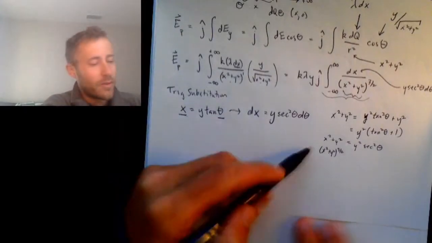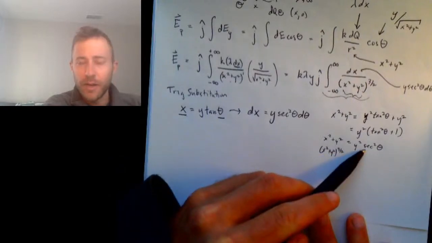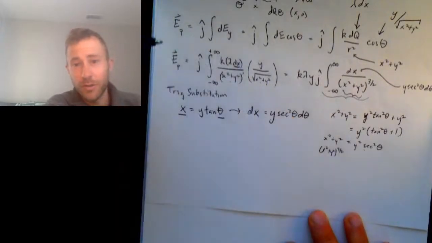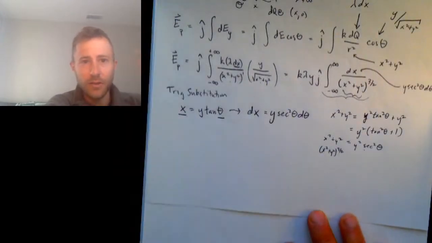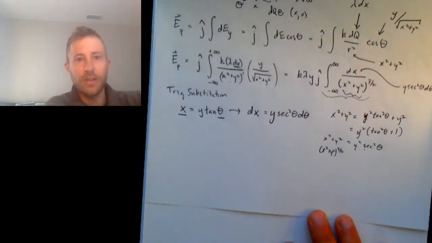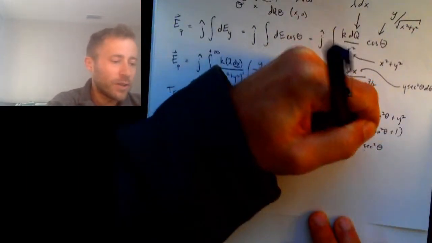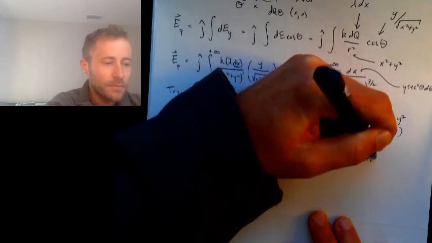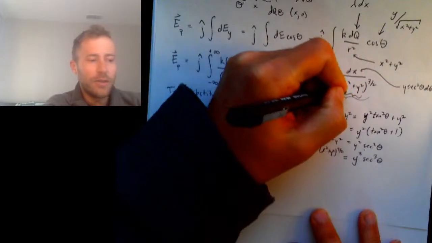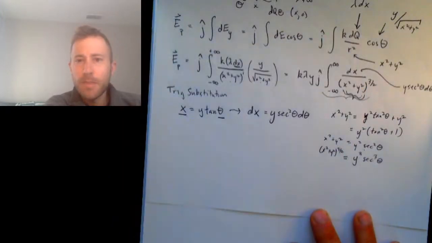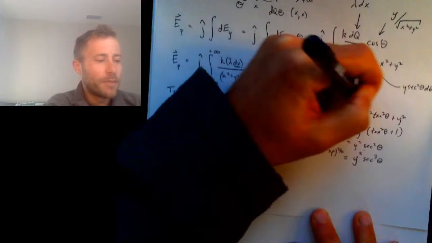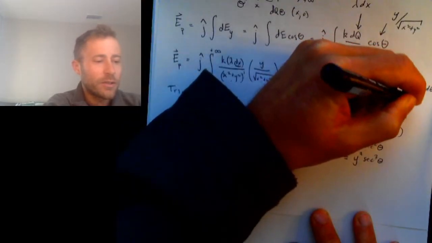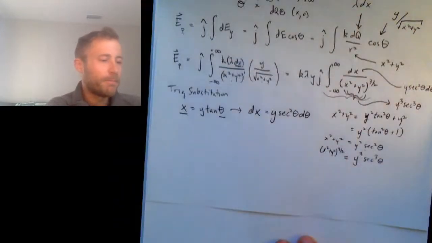And so the half is going to take the square root of that, which will get rid of the squares, and then the cube is just going to replace them with cubes. It's like x squared to the 3/2 power is x cubed. So just everything becomes cubes now. So this piece right here is going to become y cubed secant cubed of theta.